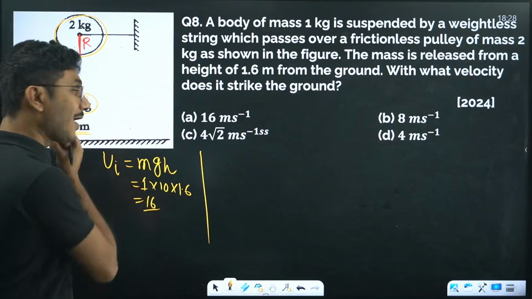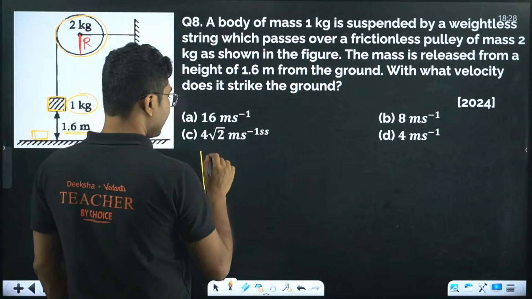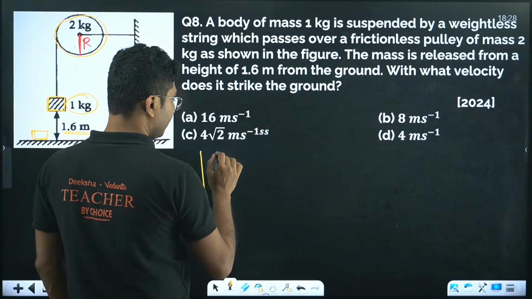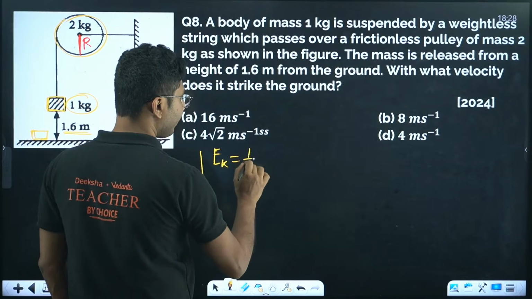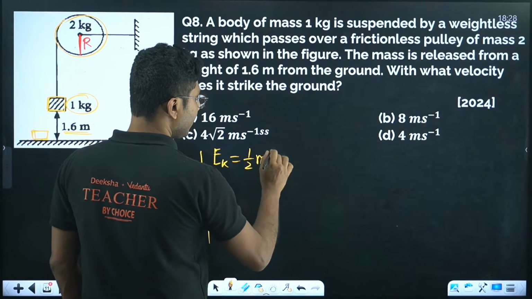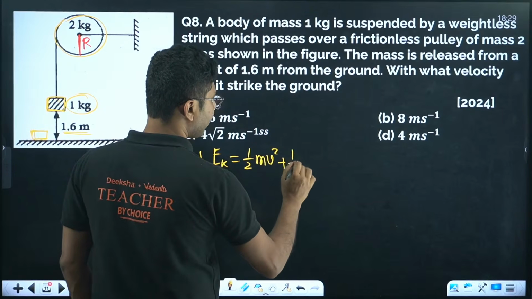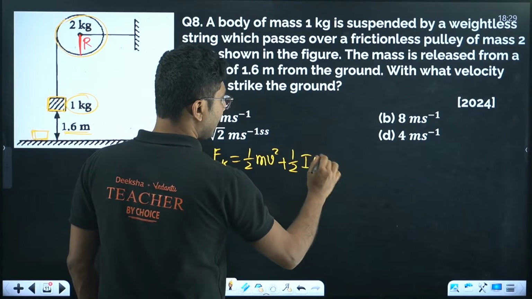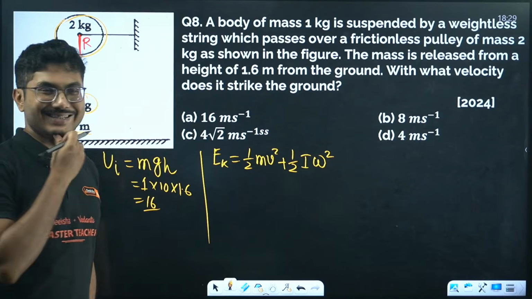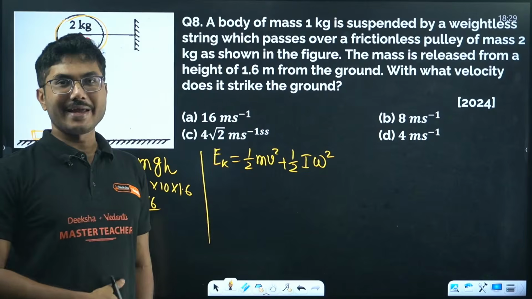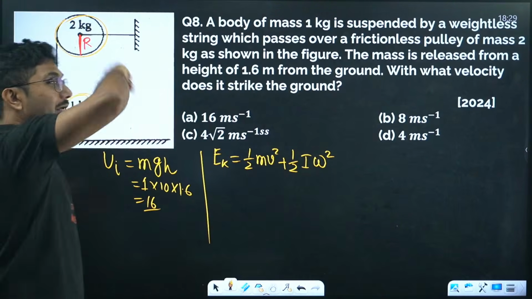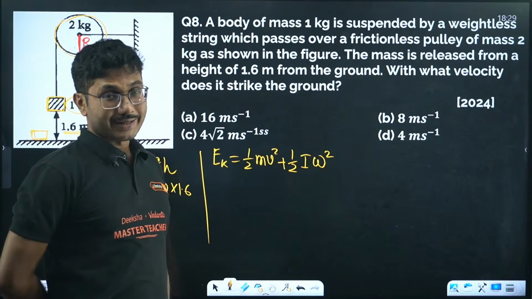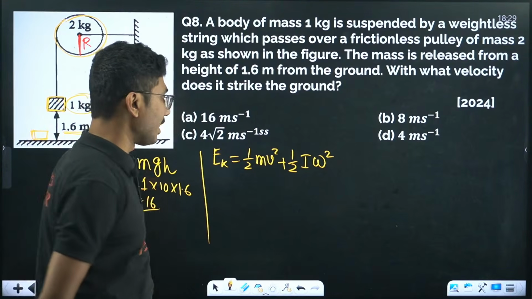What is the final energy? Final energy is kinetic energy, completely kinetic energy, which is half mv square plus half I omega square. Very interesting. Okay, so because the pulley is a circular ring, its rotational kinetic energy will be half I omega square.